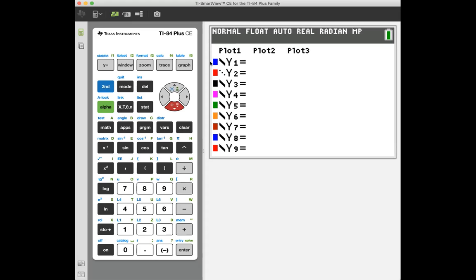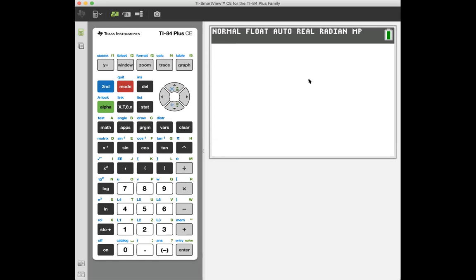Okay, so now that plot 1 is off, let's focus on our matrices. We just have to do that one time. We're not going to have to do that every time. We're essentially setting up the calculator. Now that the calculator is set up, let's put in our matrix information. So you're going to go second, matrix.